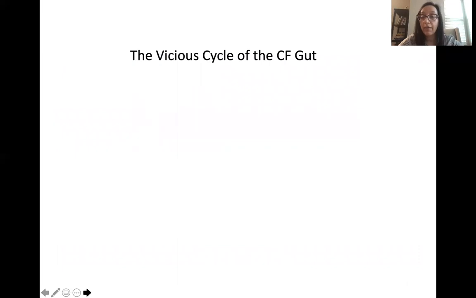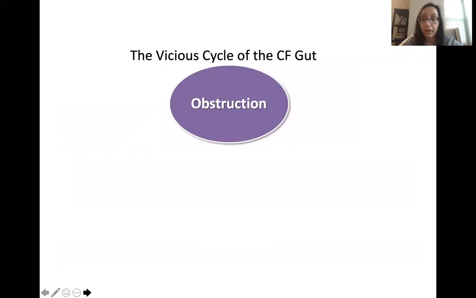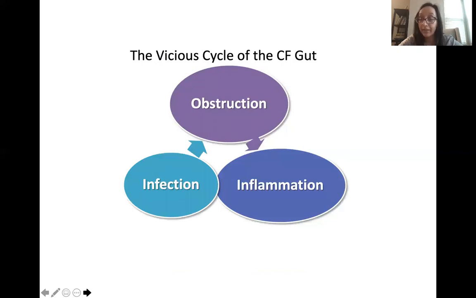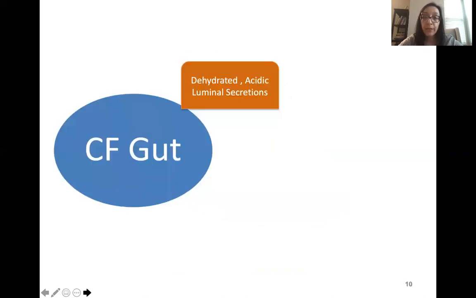The vicious cycle of the CF gut is very similar to the cycle of CF lung. It starts with obstruction because, again, we have thick, dehydrated secretions. This triggers an inflammatory response in the epithelium and is usually complicated by an infection, which worsens the obstruction and the inflammation, and the cycle keeps on going. So a little bit more about the CF gut. We're starting to think about the pathophysiology and how things start, and we'll end up with the phenotype and what it looks like.